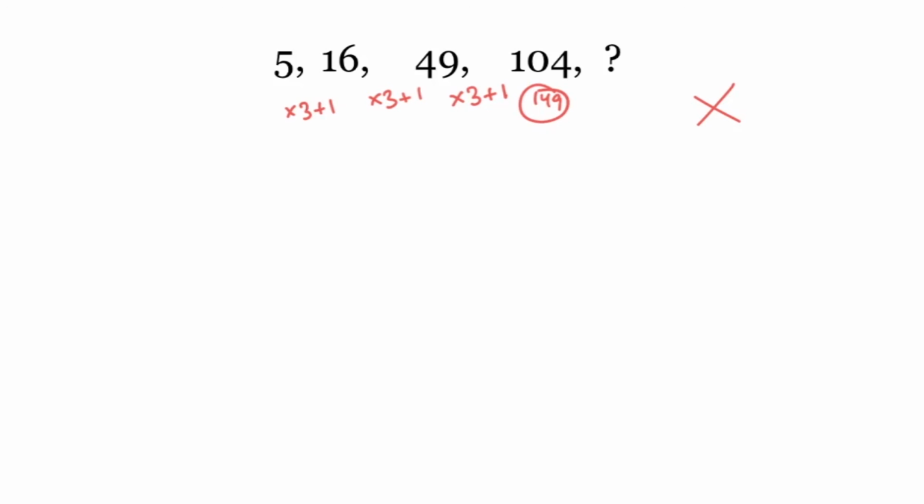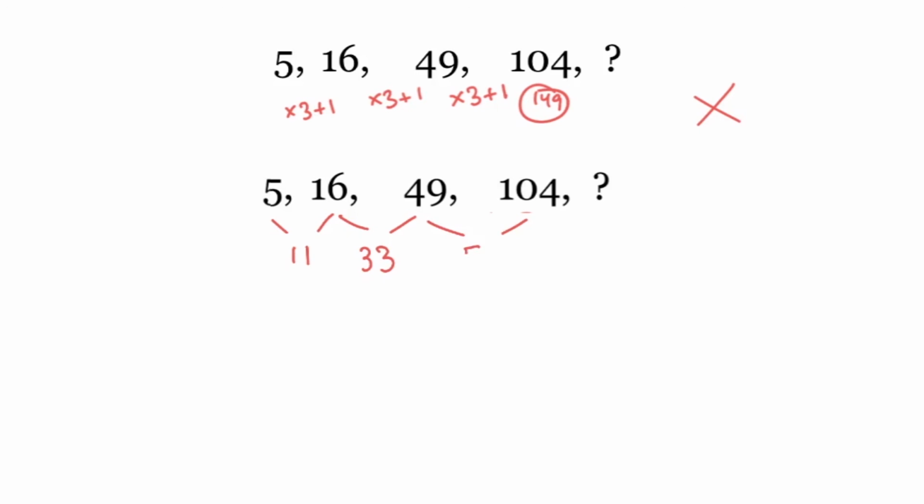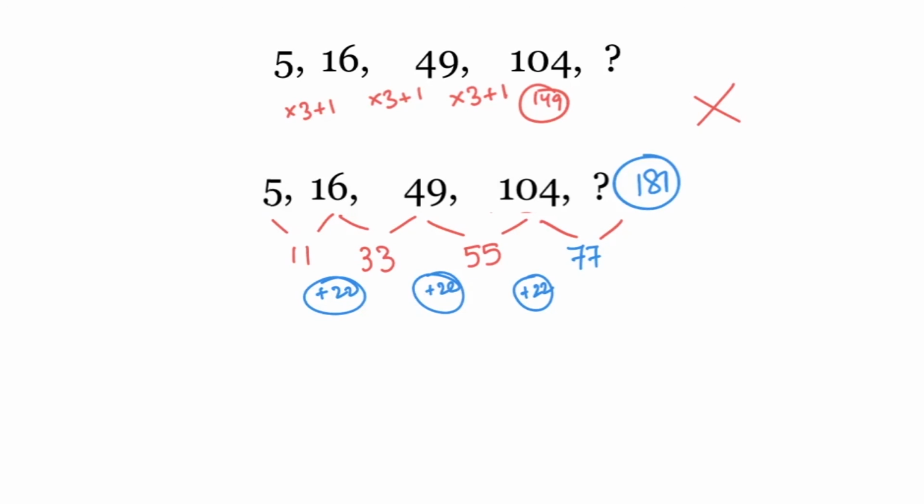Given series is 5, 16, 49, 104. 5 plus 11 is 16. 16 plus 33 is 49. 49 plus 55 is 104. What is the next possible difference? After 11, 33 and 55, 11 plus 22 is 33. 33 plus 22 is 55. After 55, it should be 77. 104 plus 77 is 181. Answer is 181.